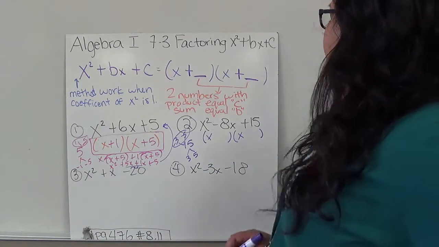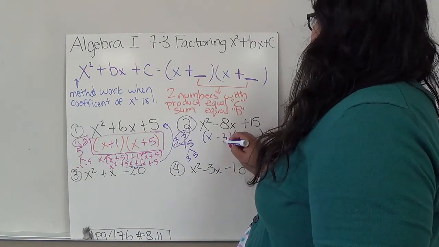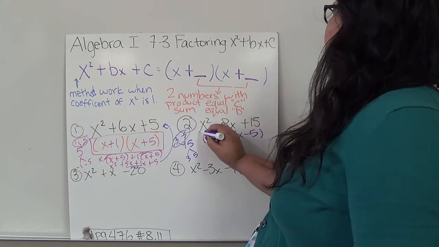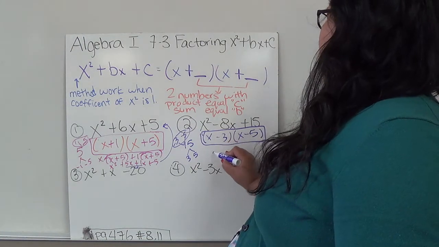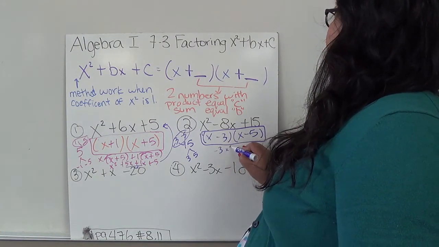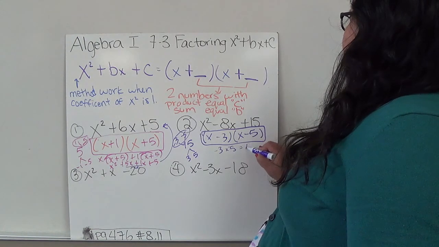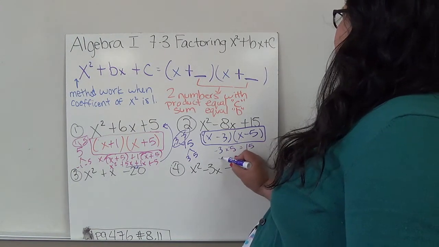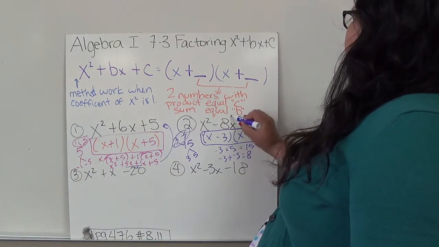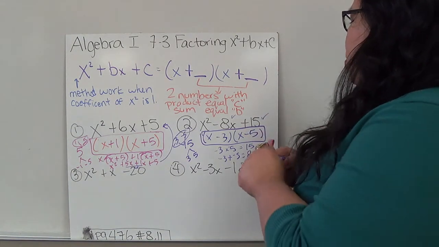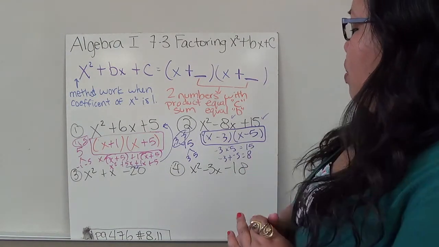All right? And so I take my magic numbers and put them in here. -3, -5. If I'm not sure, I can multiply it out. But all I have to check is -3 times -5 equals positive 15, right? And the negatives cancel out. And -3 plus -5 equals -8. So, all right, let's try the next one.